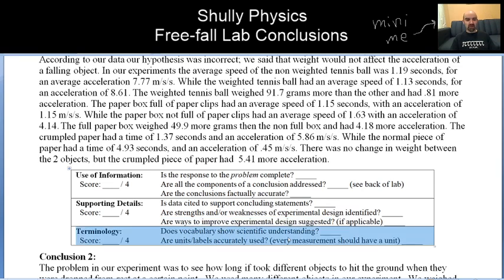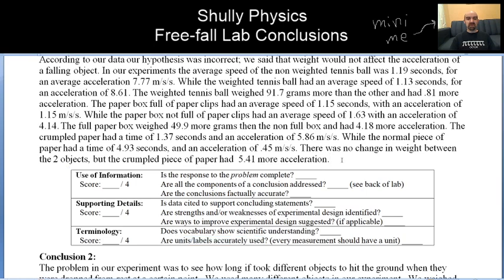Finally, the third category, just throughout your writing, use your scientific terminology, the terms that are new to the unit. In this one you might have displacement, velocity, acceleration. Are you using those correctly in the right context? So does vocabulary show scientific understanding? And also, are your units and labels accurately used? Every measurement you have, every number should have a label to it, a unit. And are you applying that correctly?